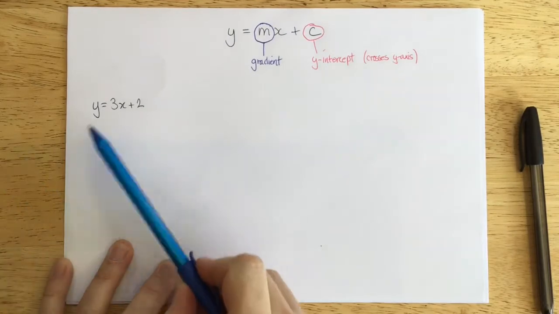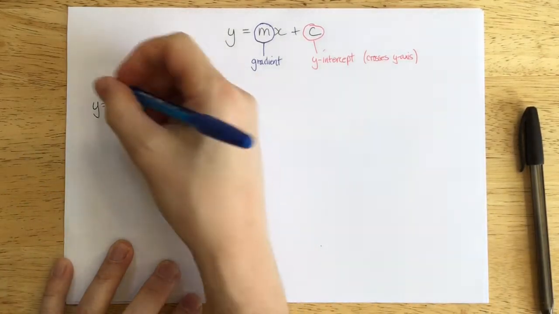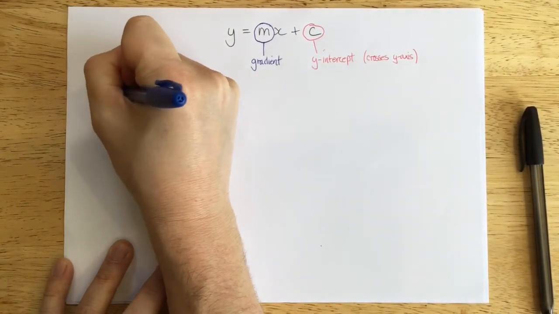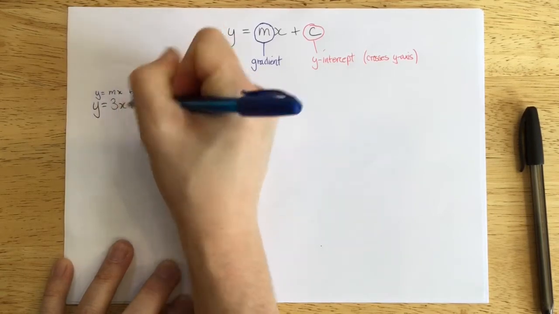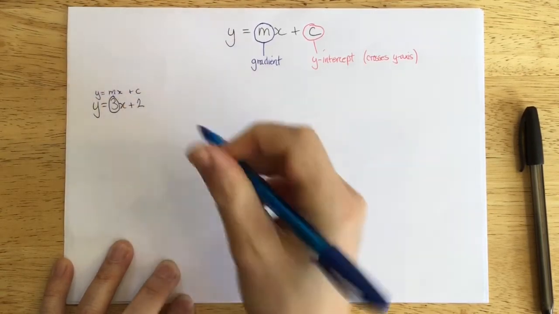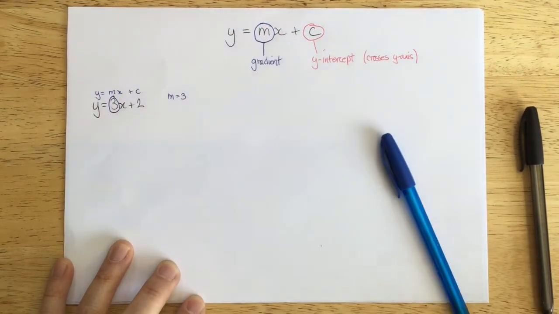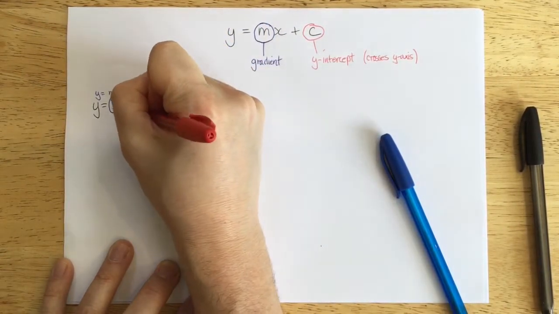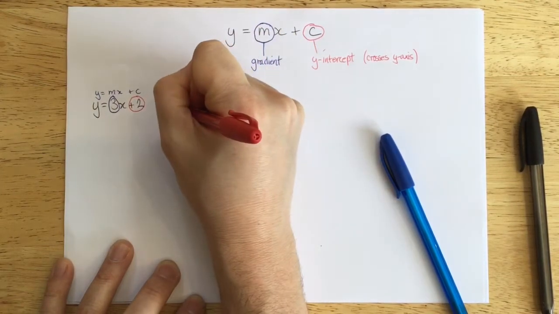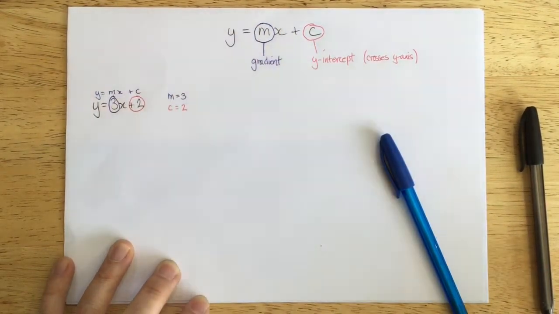So again, look, it's a single y here. y equals, instead of mx, you can see that that value of m is 3. So the gradient is 3. And the number on its own at the end there is 2. So the y-intercept is 2.